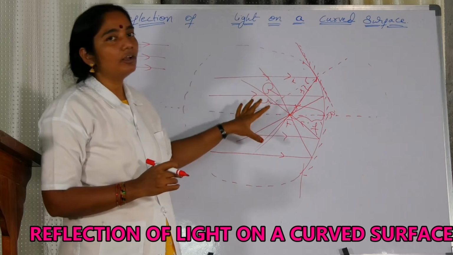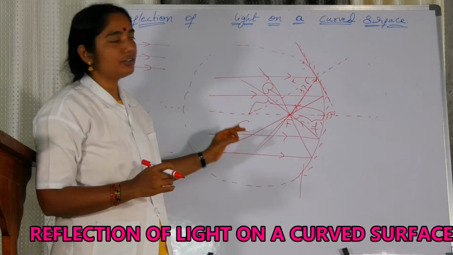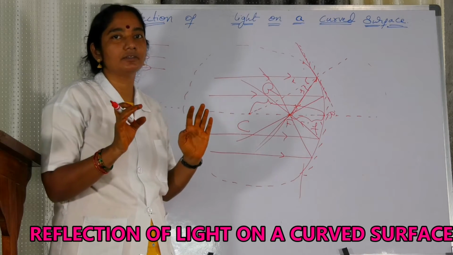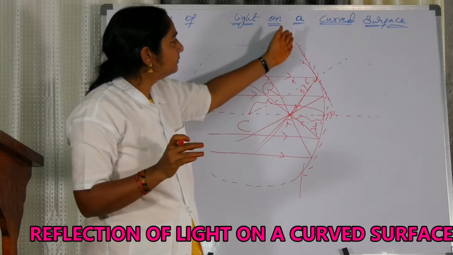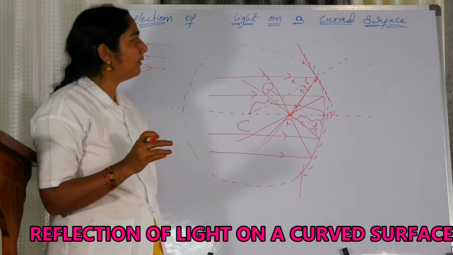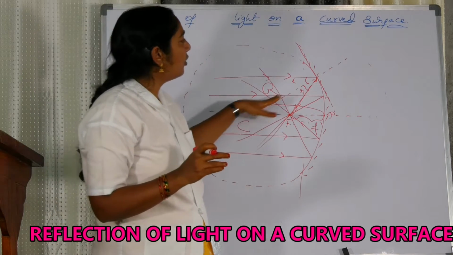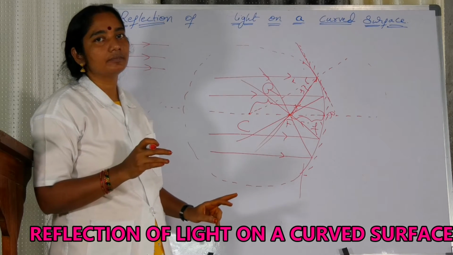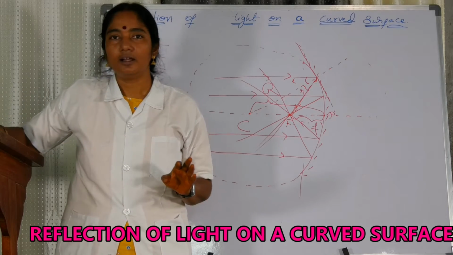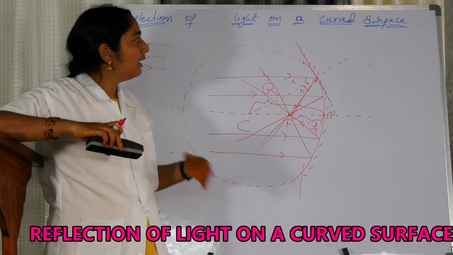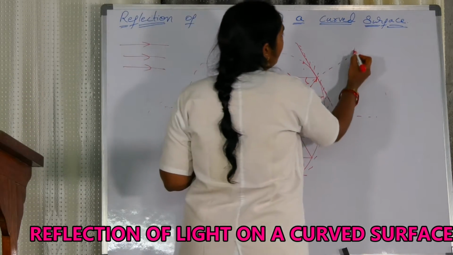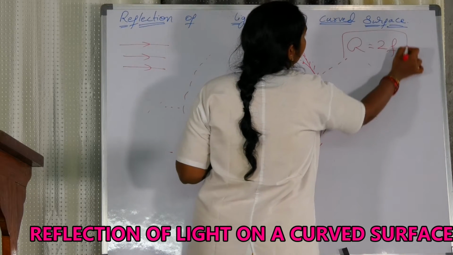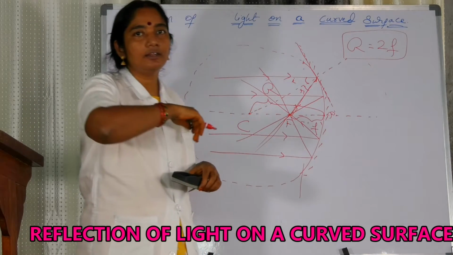Here also it is following the first law of reflection, that is, the angle of incidence is equal to the angle of reflection at every point. But the only thing is you must draw the tangent at the point, and you have to draw the normal. Every normal passes through the center of curvature. These are the different terminologies. Now there is a relation between R and F. R is equal to 2F.